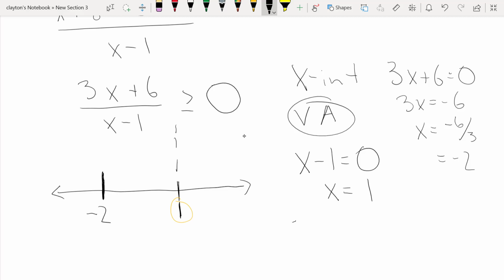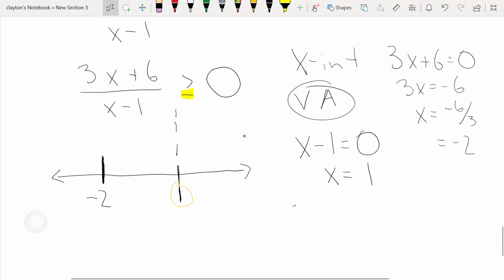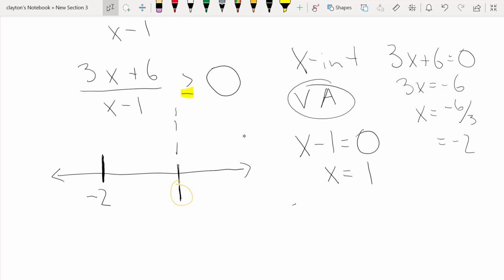Now the reason why I'm doing that is because there's this equal to here, right? Greater than or equal to 0. We can be equal to this -2, right? But we can't be equal to the 1. The 1 is in the denominator, right? That causes an issue, right? Because of that, we don't want to be equal to 0 because we can't divide by 0. And now what we're going to do is we're going to test these 3 intervals.